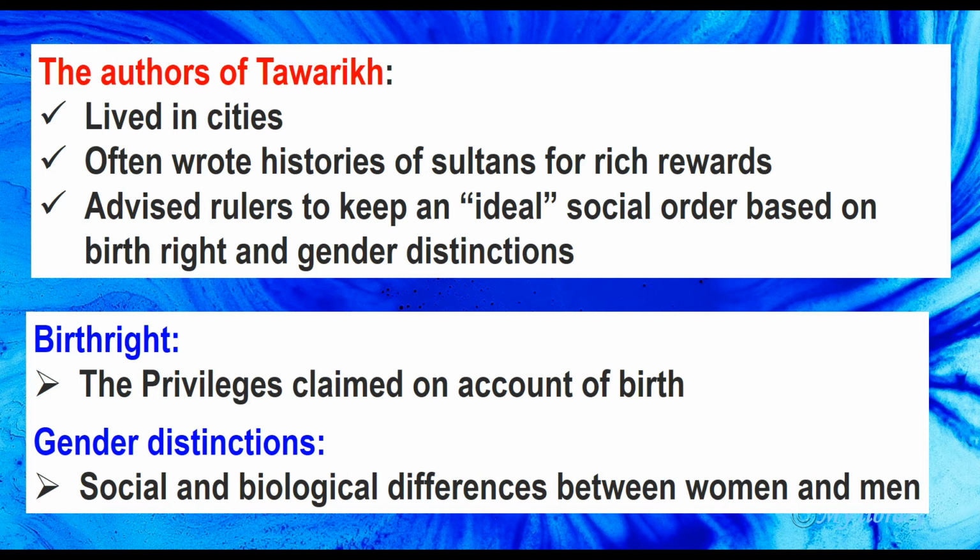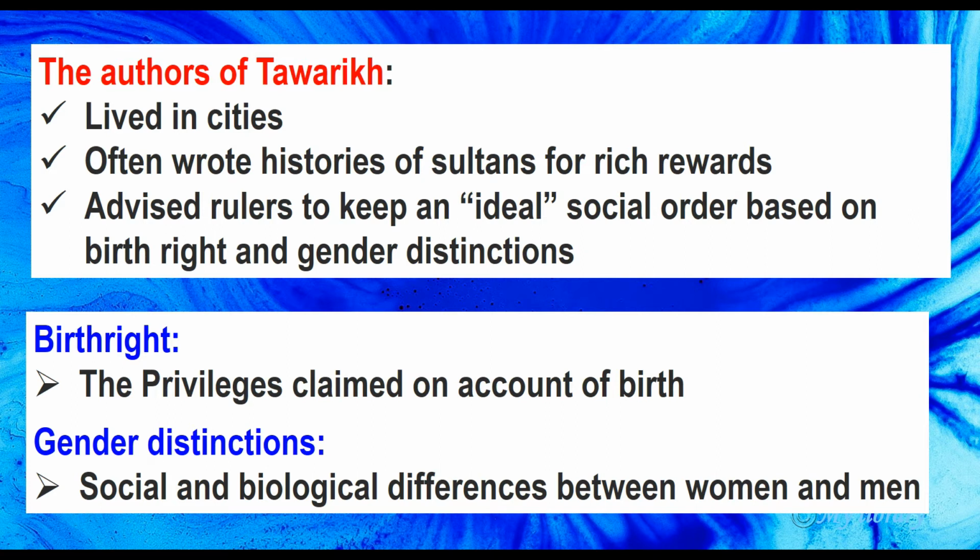What is birthright? Birthright is the privileges claimed on account of birth. For example, people believed that nobles inherited their rights to govern because they were born in certain families. And what are gender distinctions? They are social and biological differences between women and men. Usually, these differences are used to argue that men are superior to women.